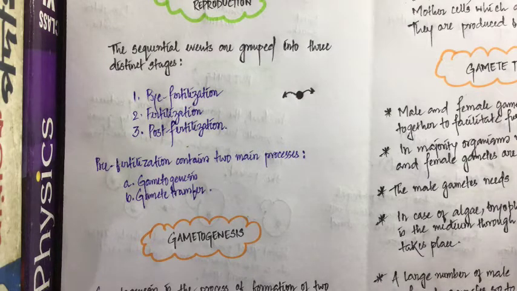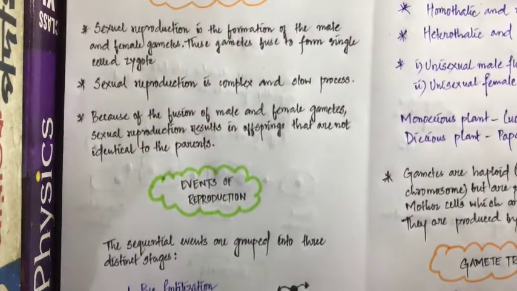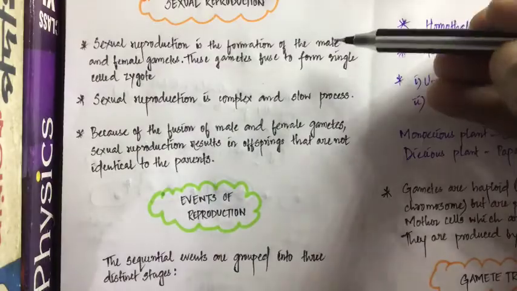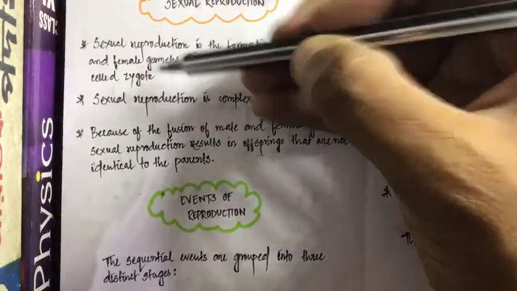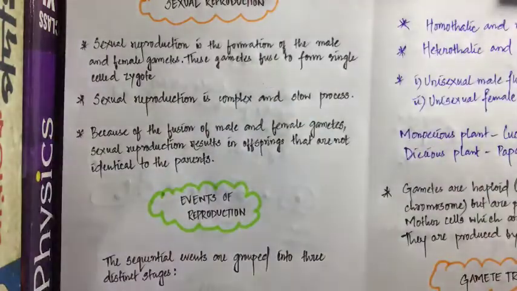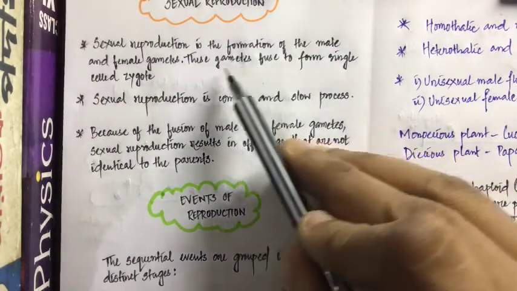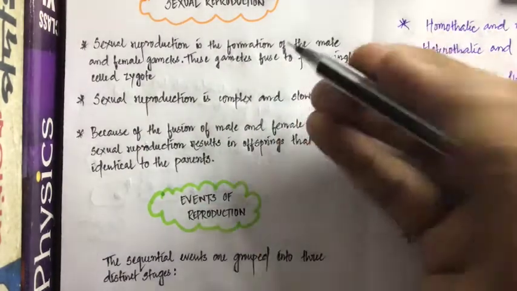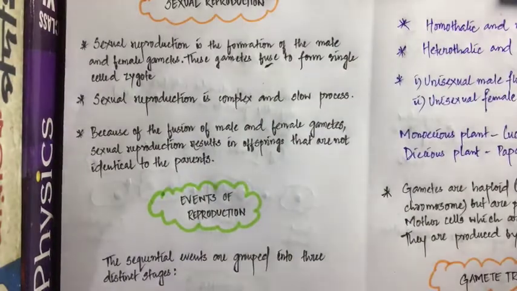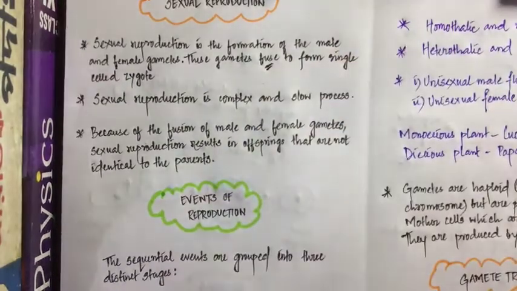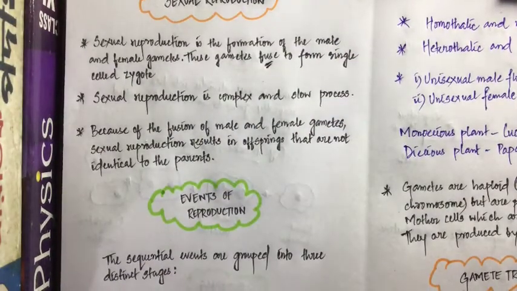We'll discuss it in great detail, but for now remember, as I have shared earlier, that sexual reproduction means what? It is the formation of the male gamete and the female gamete, right? These male and female gametes fuse with each other. I have introduced this term. This fusion is nothing but what is called fertilization.